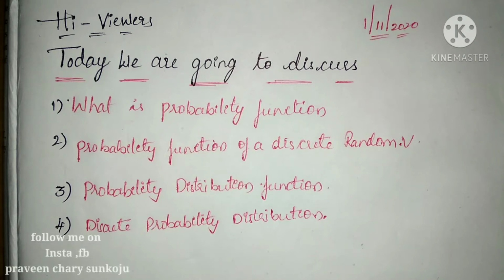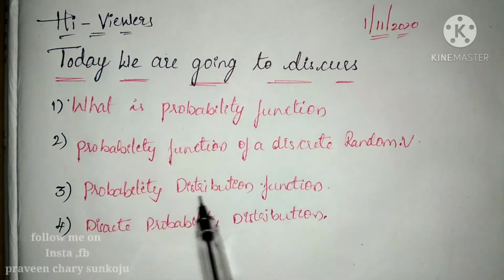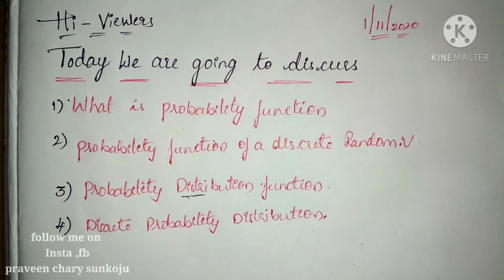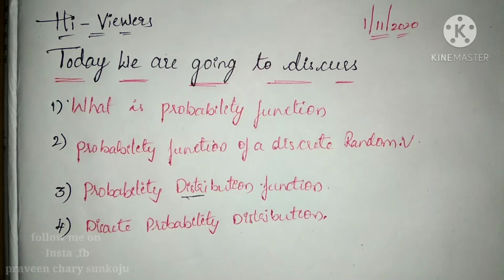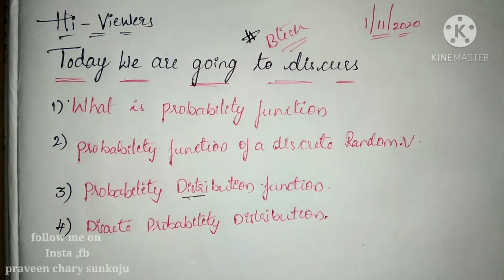Today we are going to discuss, number 1, what is the probability function, number 2, probability function of a discrete random variable, number 3, probability distribution function, and number 4, discrete probability distribution function. Let's move on to the first step, that is, what is the probability function?